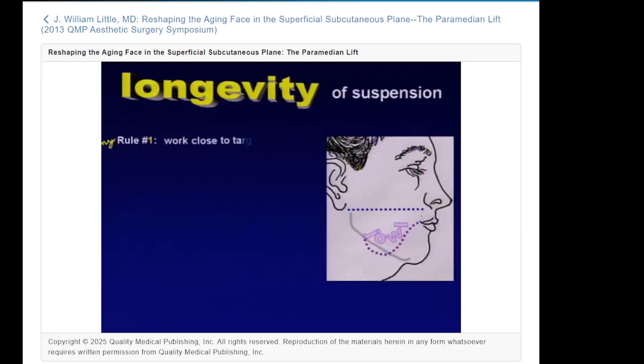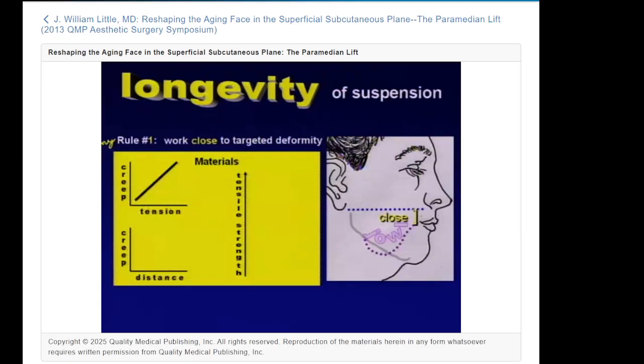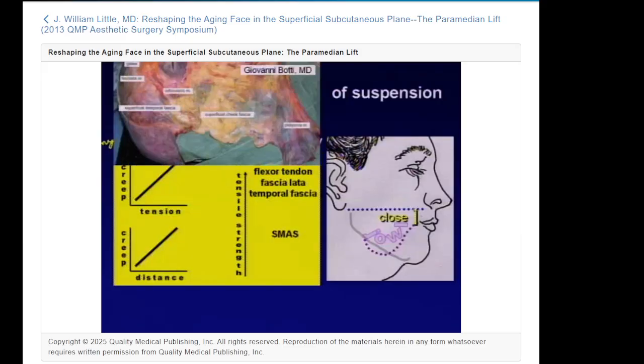Well, my theory there is we're close to the targeted deformity, and the targeted deformity for me is the jowl, and my blue line, plication line, is very close to it. Creep is proportional to tension or load. It's proportional to the distance that you move a load. We've got a lot of wonderful tissues in the human face that resist creep, flexor tendon, fascia lata, etc. I don't count SMAS among those. Certainly it does better than skin or fat, but I don't believe SMAS belongs up there with those tissue systems. I don't think so.